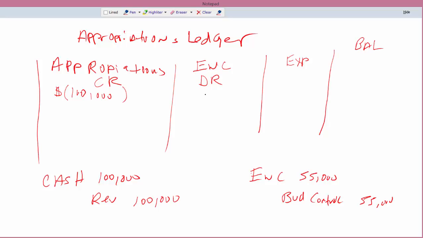Okay, so since I debited my encumbrances, what happens? Before I did that, the balance in the appropriations ledger was $100,000, wasn't it? But now I debit my encumbrances for $55,000. And when I do, this is telling me that my available appropriation is how much? $45,000, right? Now let's say these are the only two transactions this government records the entire year. They got some cash, they ordered something that hasn't come in yet, right?